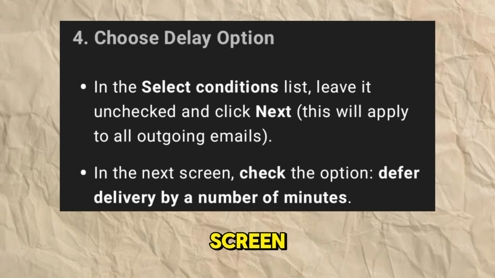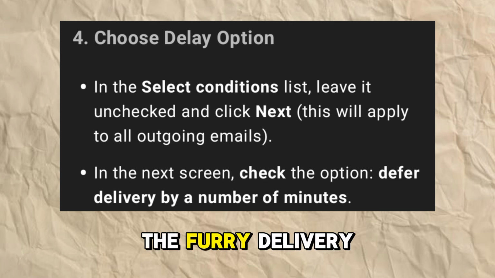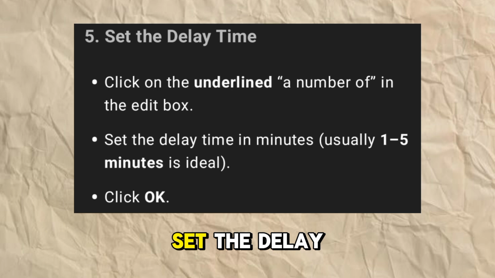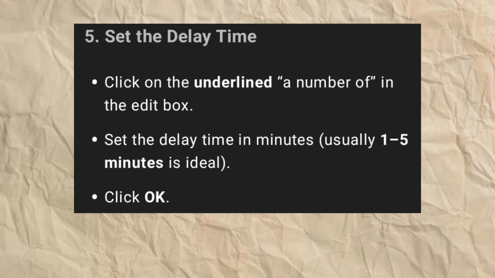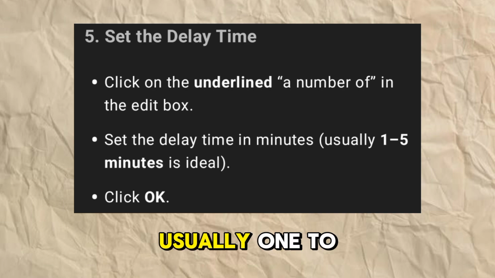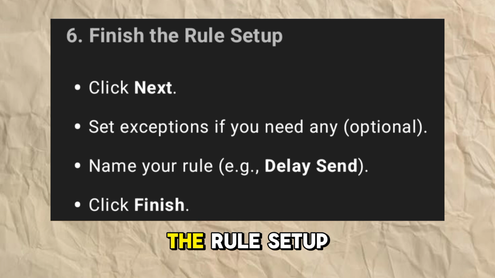In the text screen, check the option Defer delivery by a number of minutes. Number 5, set the delay time. Click the underline in the edit box. Set the delay time in minutes. Usually 1 to 5 minutes is ideal. Click OK. Number 6, finish the rule setup.